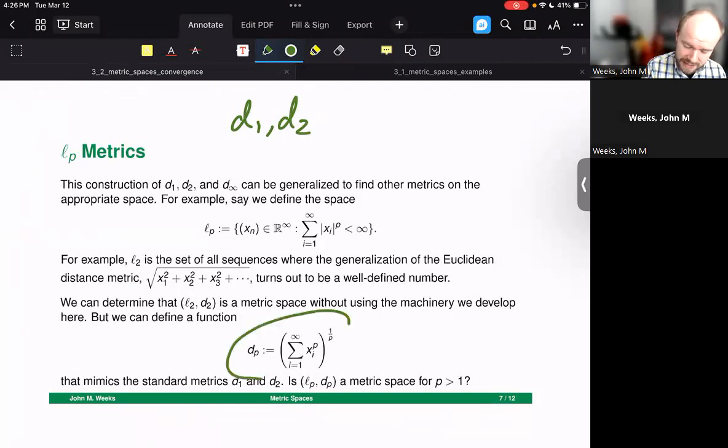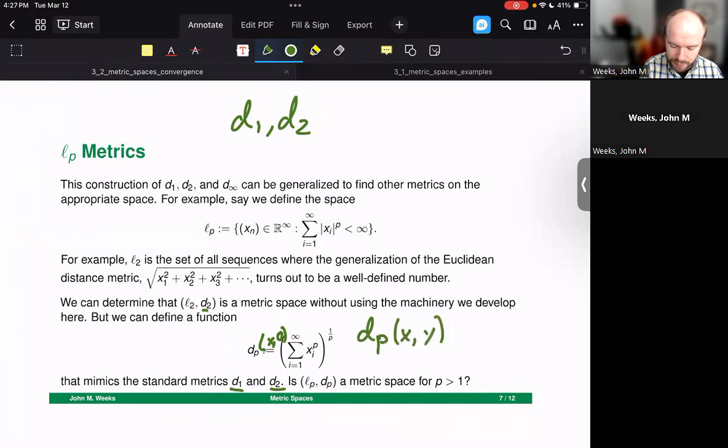Namely, d sub p seems to be the type of metric that gives, for a sequence x, its distance from x to 0 to be the sum as i goes from 1 to infinity of |x sub i| to the p, sum all those together, and then take them to the power of 1 over p. So this mimics the standard metrics on d1 and d2, for example.